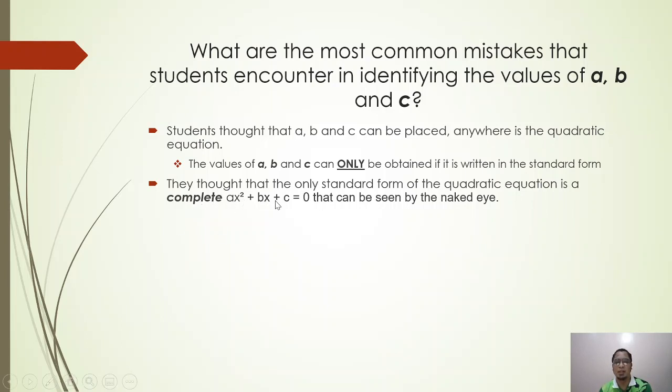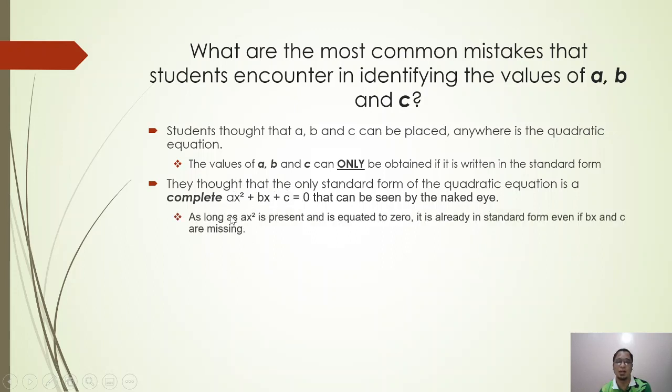Ax squared plus bx plus c equals 0. Ulitin ko yung sinabi ko kanina, equated sa 0. Akala ng karamihan ng estudyante, kailangan kumpleto ito. Tama yung arrangement niyan, ganyan dapat talaga. Kaya ang akala ng mga bata, dapat ganyan din yung makikita.